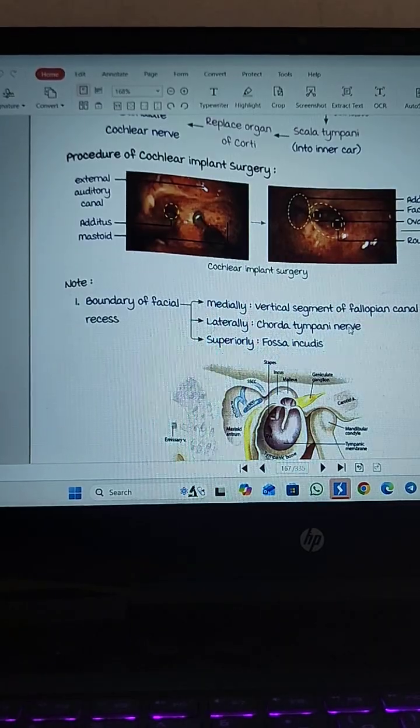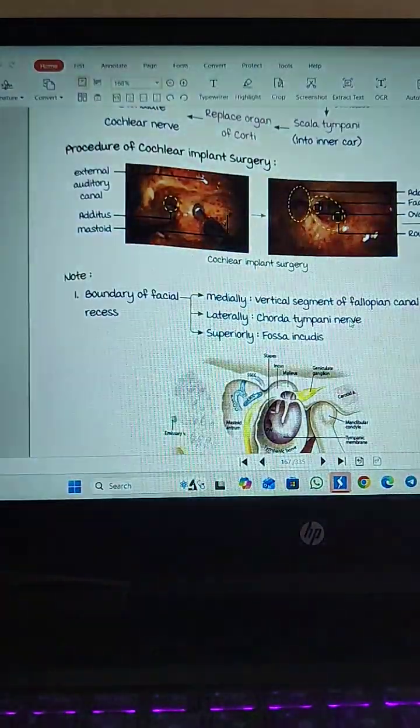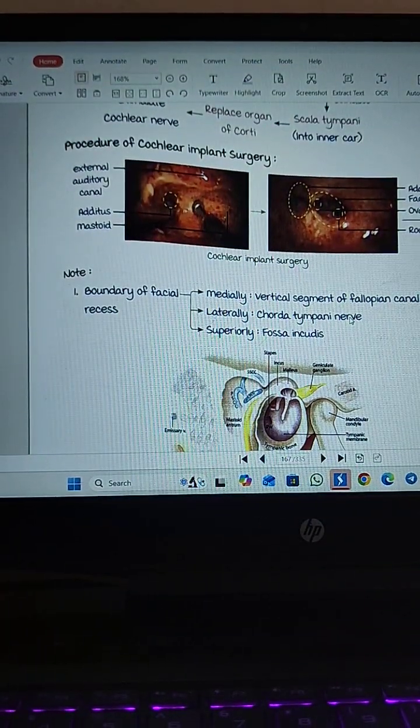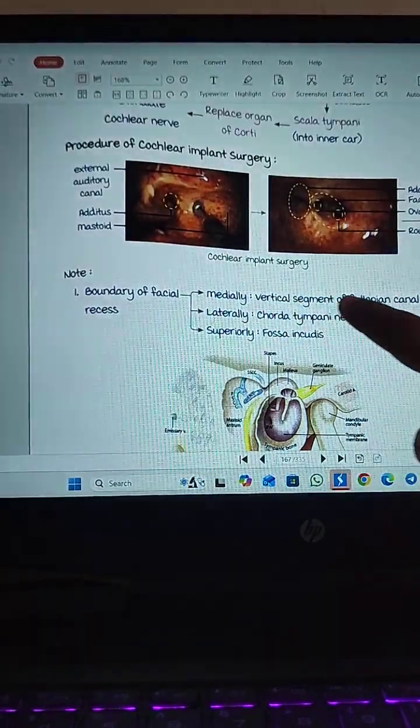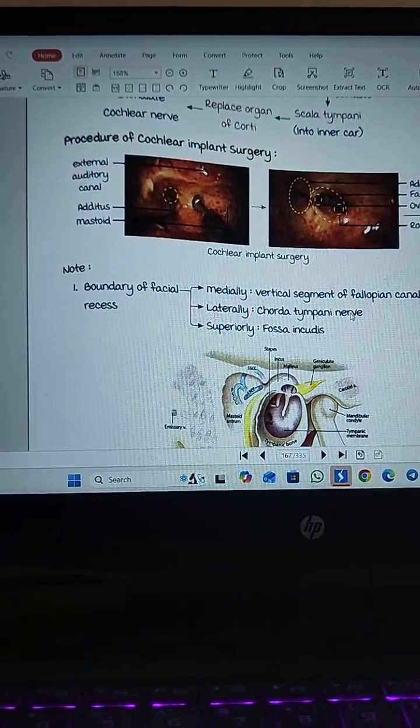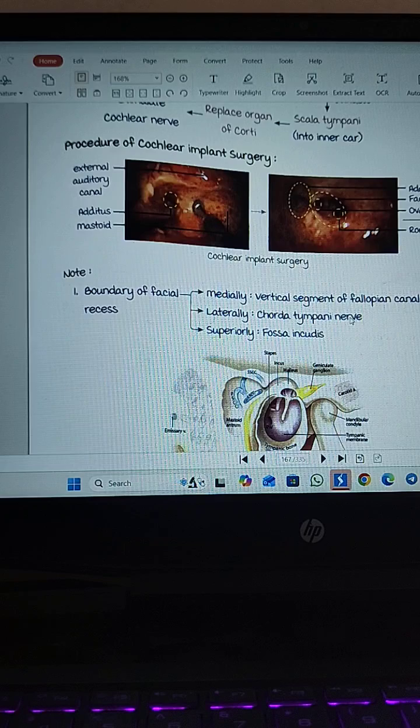And you should study the facial recess boundaries. Medially it is bounded by the descending component of the facial nerve, that is the vertical segment of the fallopian canal, laterally by the chorda tympani nerve, and superiorly by the fossa incudis.